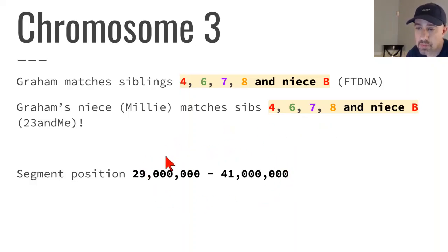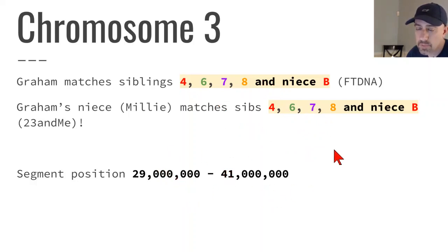So I'll go ahead and tell you that when we see a pattern like this, an identical pattern, despite the fact that they've tested with different companies, an identical pattern in an identical location on the same chromosome, we can begin to assume that these two people match each other in that location. We can begin to think about the fact that they probably, in all likelihood, do match each other in this location.